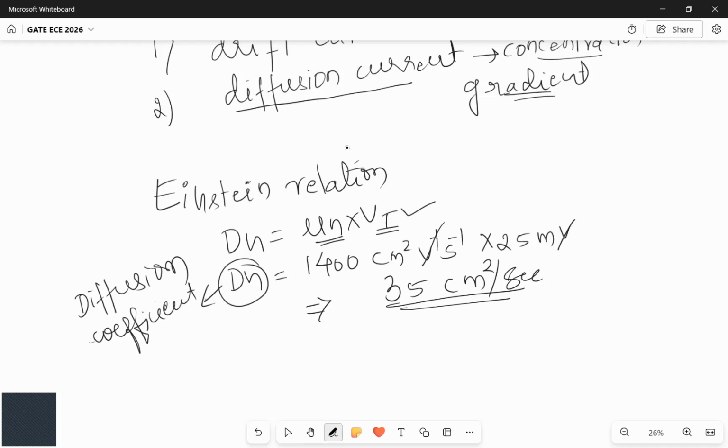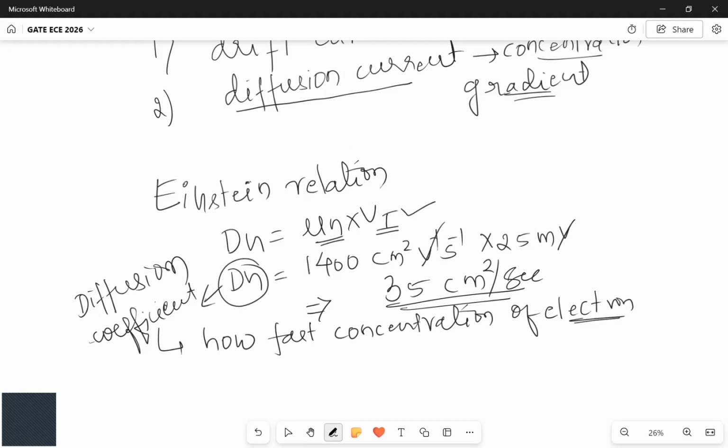What is the meaning of diffusion coefficient? It tells how fast the concentration of electrons or the gradient is changing. This means how fast or how slow electrons are getting spread. This is the second concept.